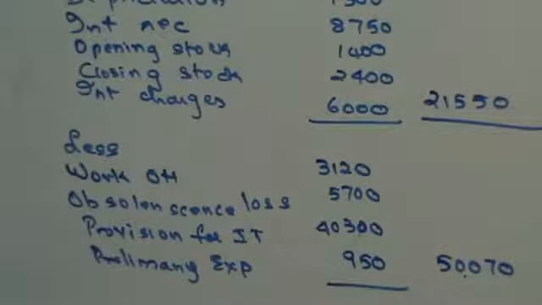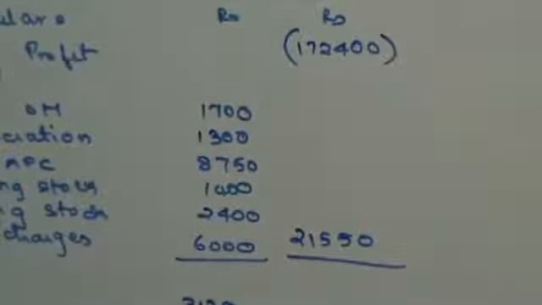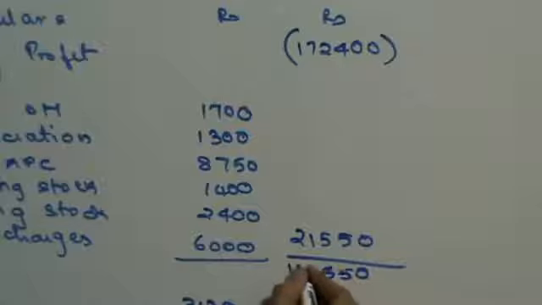Right? Done? This is right. Someone please subtract this. 1,72,400 minus 21,550. The answer is 1,50,850.